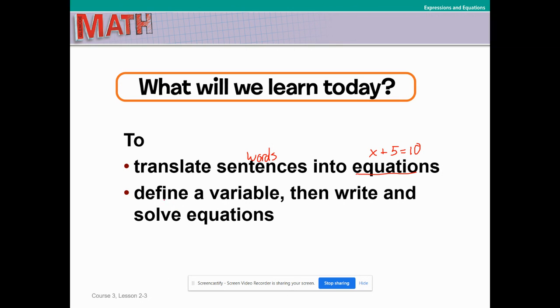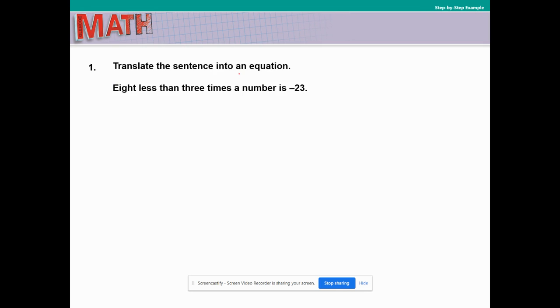Another thing we're going to work on is defining a variable to write and solve the equation. Now, we've already learned how to solve the equations, but we're going to have to start with the writing step for a word problem and then solve it. Let's get into it. Translate the sentence into an equation: 8 less than 3 times a number is 23.